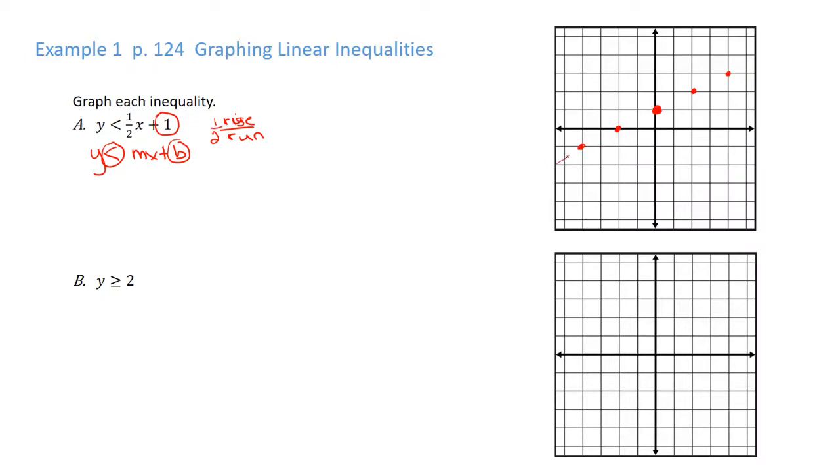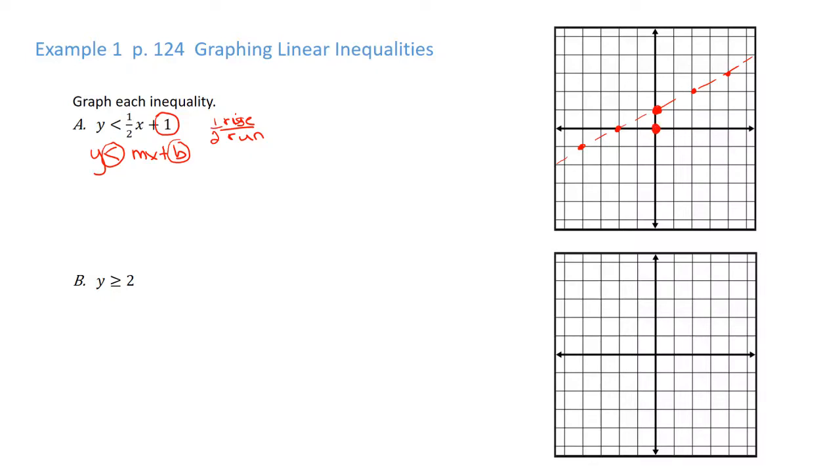So I'm going to do a dashed line through my points. All right, now there's my boundary line. Now, this is saying that we want y to be less than. So most likely it's going to be in the lower part of this coordinate plane. So let's just check a point just to make sure.